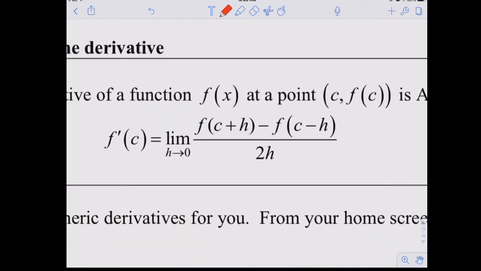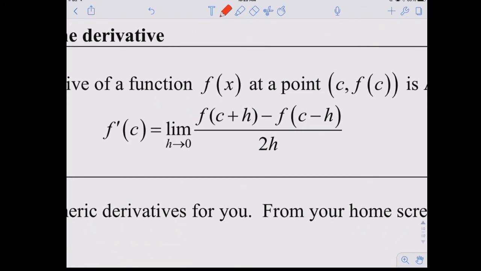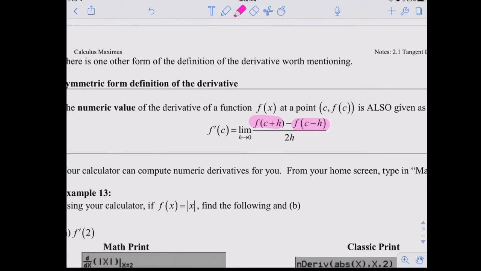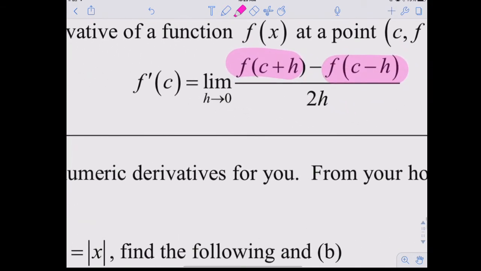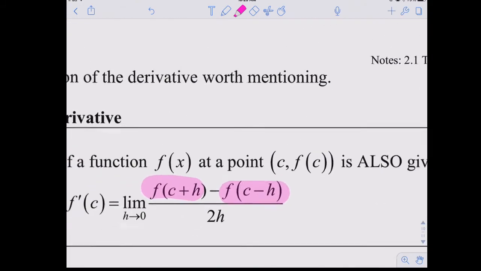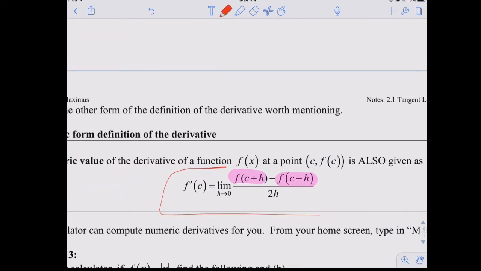So what it would look like is this. F prime of c is the limit as h goes to 0, and there it is. F of c plus h minus f of c minus h, and you end up with 2h in the bottom. And it gives you the same answer. Now, why do I bring this to your attention? Well, it's nice to always just have other options, but this is how your calculator is programmed to do it. Okay, your calculator can find numeric derivatives for you, and we're going to be letting it do that later on in the year. But you have to realize that your calculator doesn't have a brain like you do, and it is limited by its program.